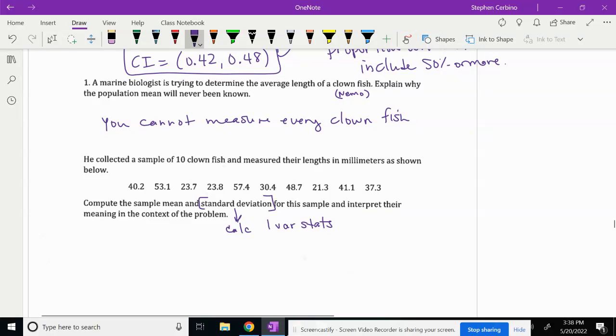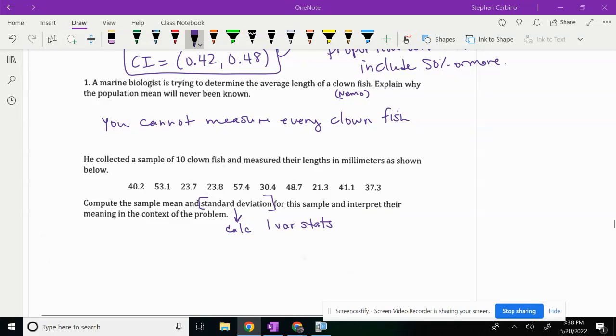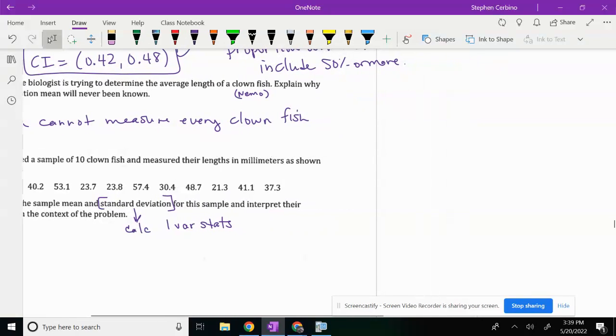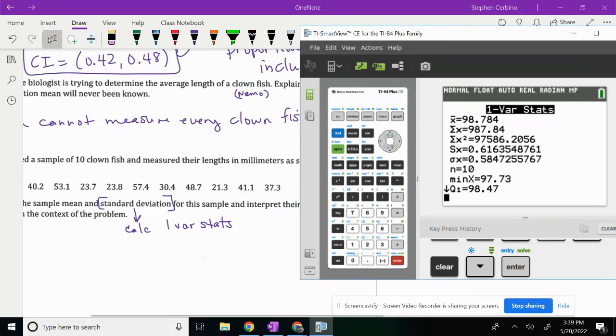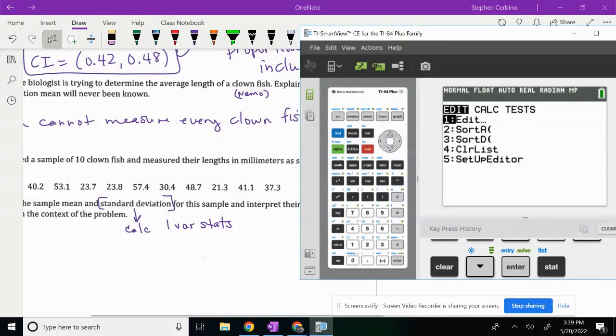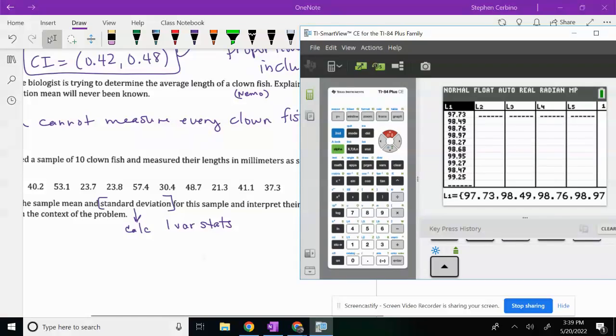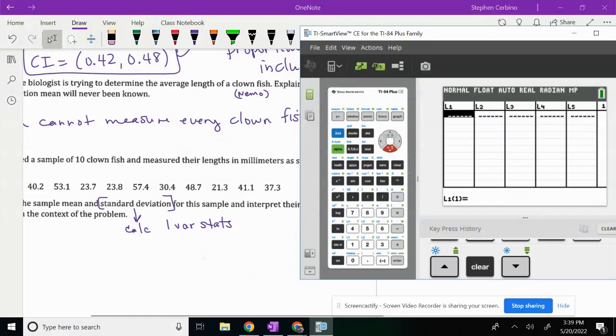So just like I did in lesson 8, we're going to type this data in. So if we take our calculator here, let me grab mine, scroll this over so I can see my data, and we can put our data in. So to put your data in, you're going to go to Stat. You're going to go to Edit. Remember, the trick to clear your list is just hit clear on top of L1 and scroll down and it'll automatically clear. Or you could go through and individually clear the numbers. And then put in your data, 40.2, 53.1, 23.7, etc.